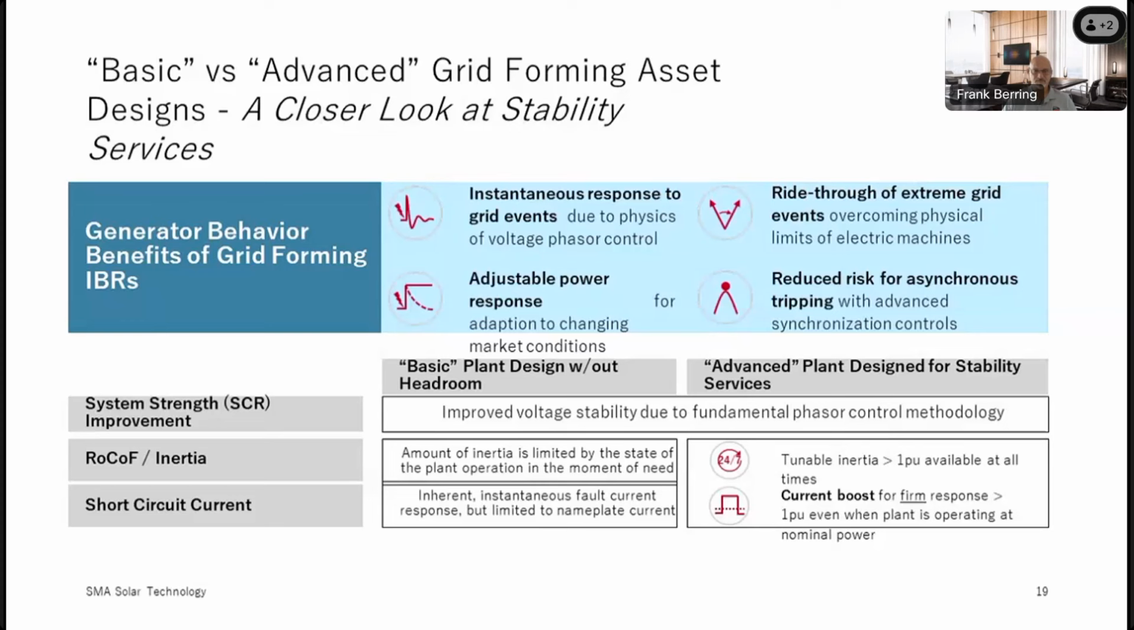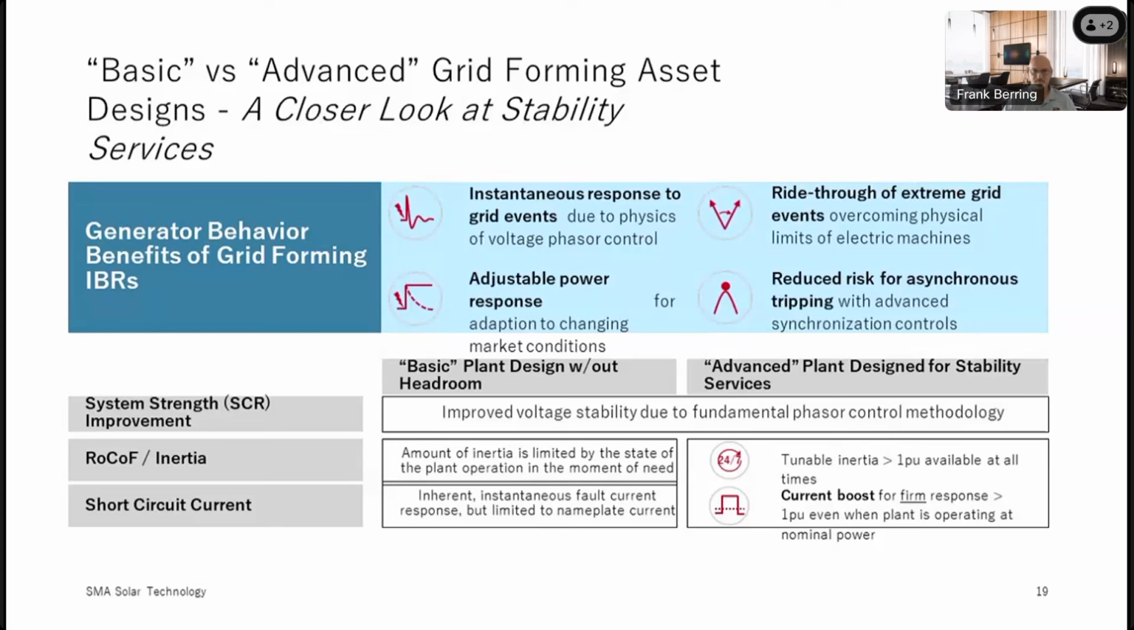Then, of course, the ride-through of extreme events. That's always a strength from SMA, to have a very robust design, and we are able to ride through all these extreme events, and reduced risk for asynchronous stripping with advanced synchronization controls. So that's also something we are working on, and we have shown in modeling reports that we are very well positioned for that. If we look at the lower section of that slide here, you see basically 2 columns.